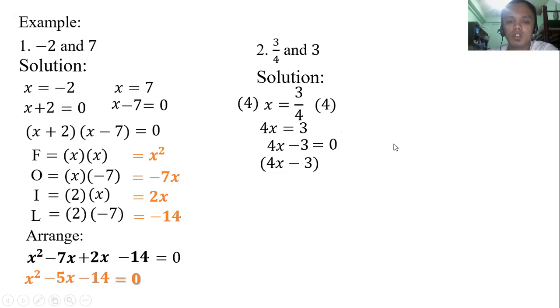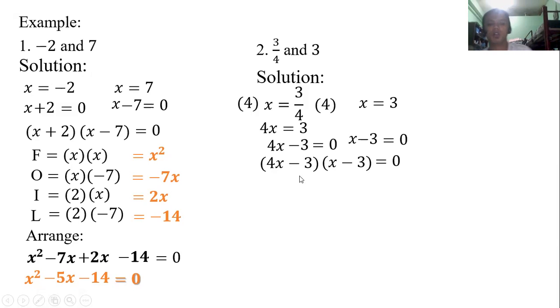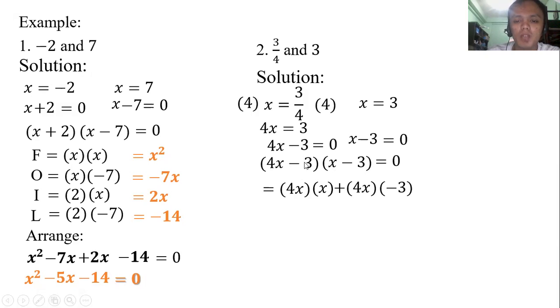The next is x equal to 3. Transpose 3 to the other side, it becomes x minus 3 equal to 0. Then enclose each in parentheses, equal to 0. Now they are factors. Using the FOIL method, we will multiply. 4x times x, 4x times negative 3, negative 3 times x, negative 3 times negative 3.